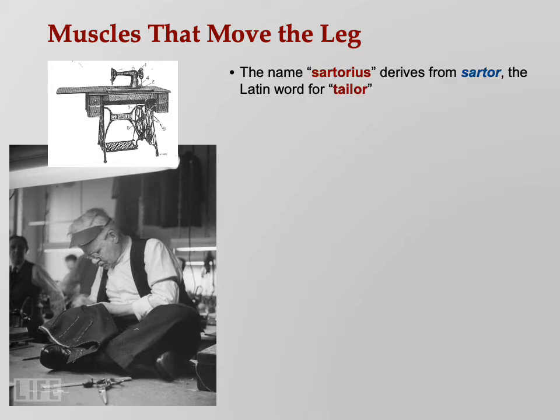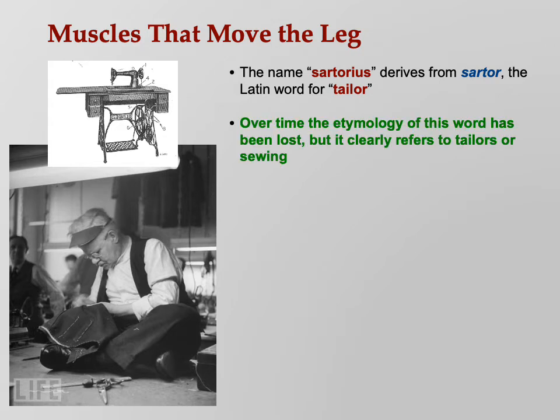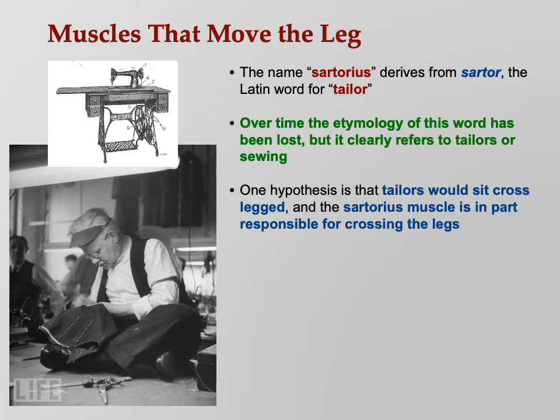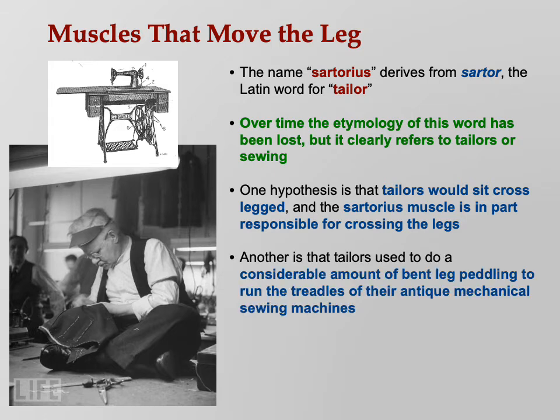Why is it called Sartorius? The word Sartorius derives from sartor, the Latin word for tailor. This is just a little side info. You don't really have to know this. Over time, they don't know exactly how the word came to be, but it clearly refers to tailors and sewing. One idea is that tailors would sit cross-legged, and if you stand up from a cross-legged position, you have to extend your leg and rotate it at the same time, and that's exactly what Sartorius does. So it's the muscle that allows you to go from sitting cross-legged to standing straight up.